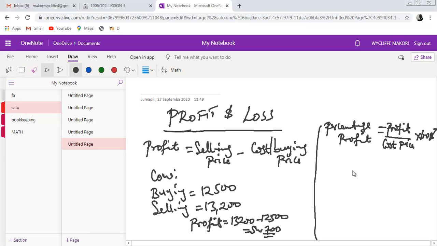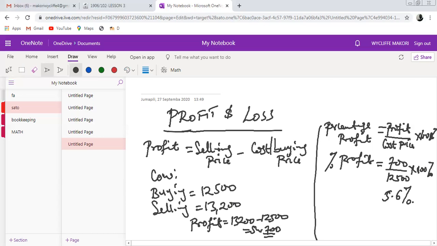Like in this case, the percentage profit will be given by 700 over the cost price, 12,500. Then you multiply by 100%. If you do the calculation, you'll find that 700 divided by 12,500 is the same as 5.6%. That is the percentage profit.